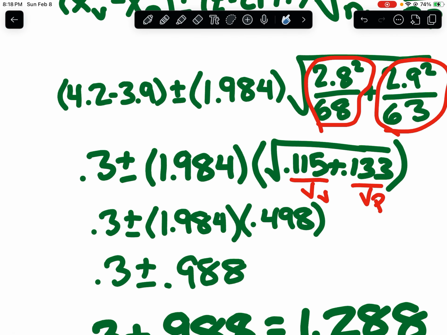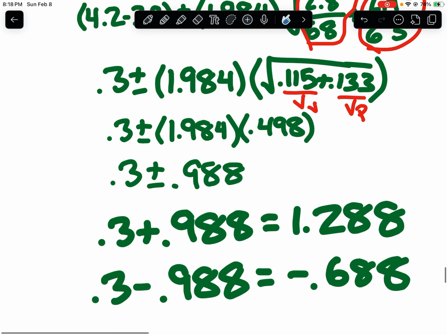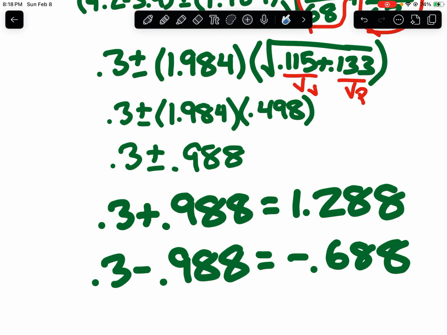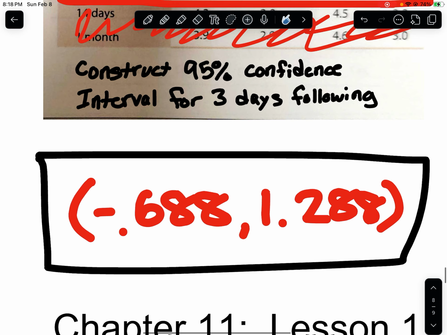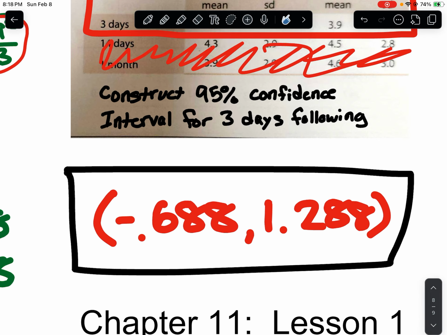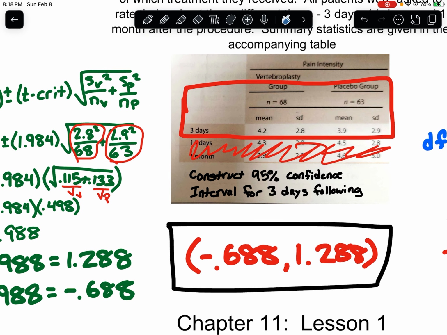But then that whole square root ends up just being 0.498 anyway. And if you do that times the 1.984, we get 0.988. And now we can do 0.3 plus and 0.3 minus that, and ultimately we get values of 1.288 and negative 0.688. And that is going to ultimately be our confidence interval.